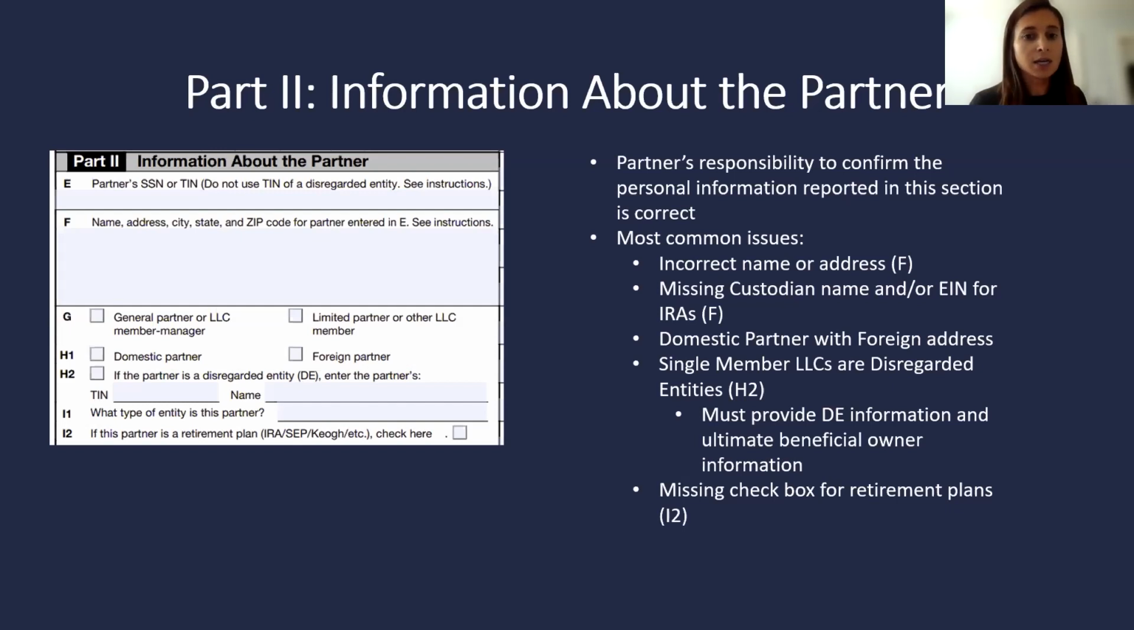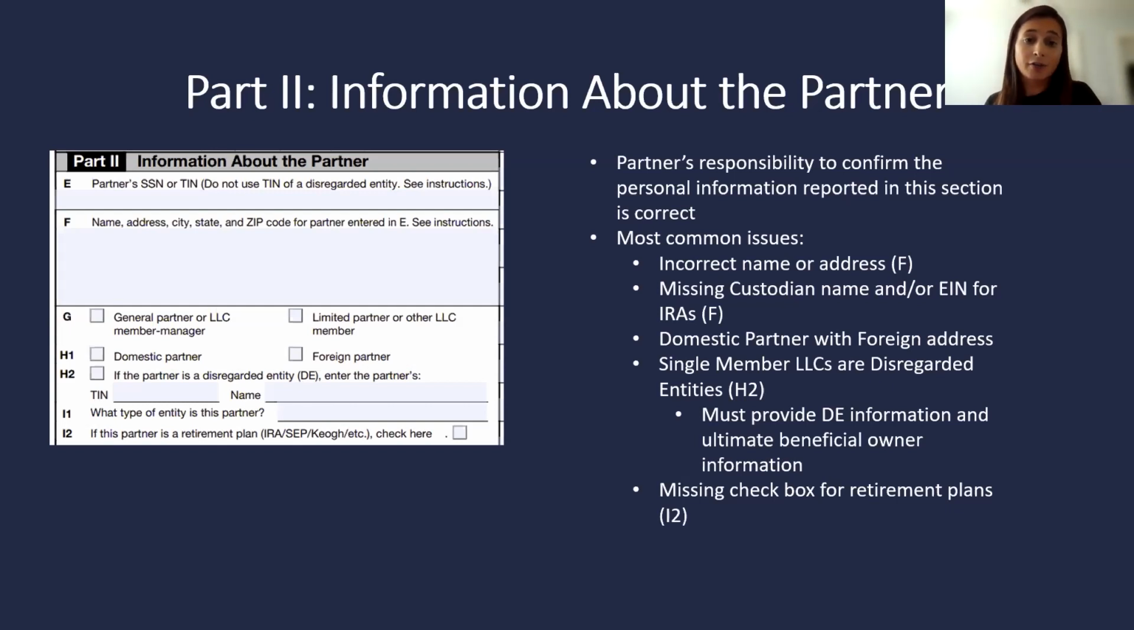Another issue we've seen is for those investing through IRAs, the custodian name or the EIN for the custodian is missing. So if it's an IRA, you don't need to have your social security number on that. It should not be in your individual name. It should be sent to the custodian.